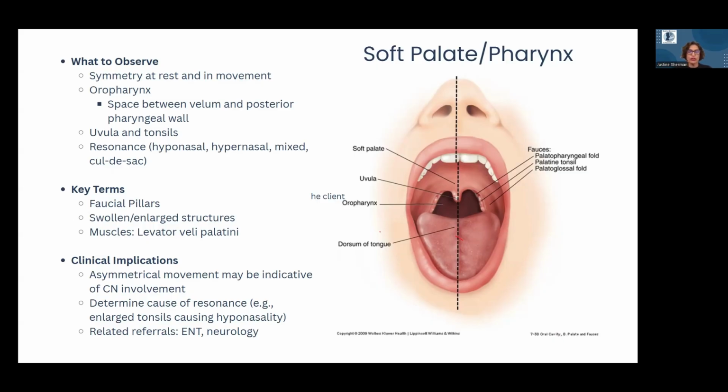And our referrals would be to ENT or craniofacial specialists, if we have concerns about VPI or post-surgical complications or structural anomalies. Maybe to neuro if we are concerned about asymmetry or absent movement, which suggests cranial nerve involvement, or again to a feeding or nutrition specialist if the soft palate dysfunction affects swallowing safety.